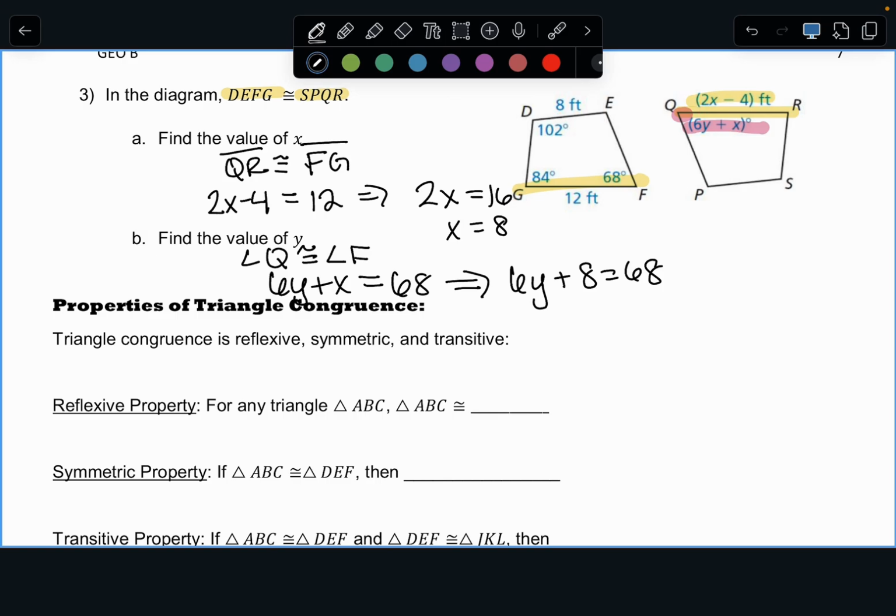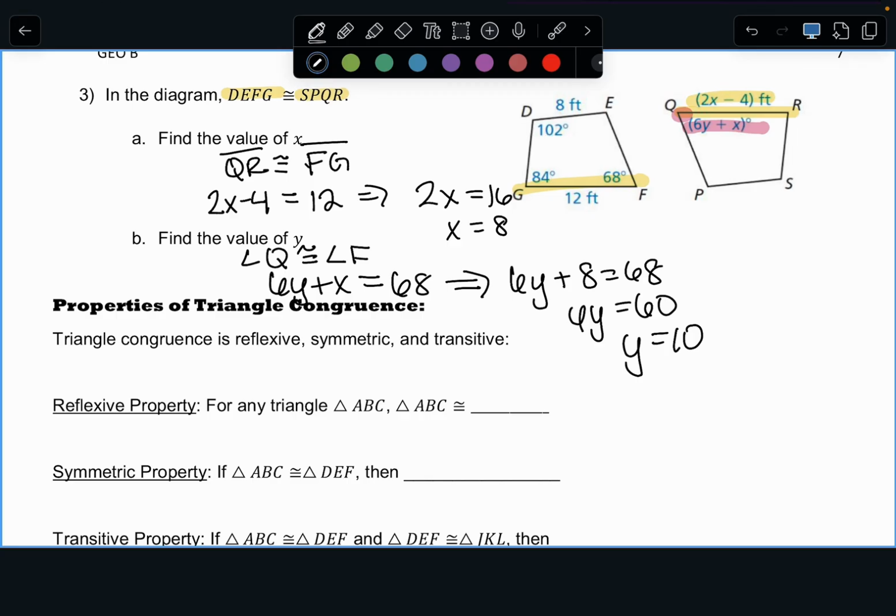Now I'm just solving for y. What should I do first? Subtract 8. 6y is equal to 60. And then divide by 6. Divide by 6, we get y is equal to 10. Good. All you're doing for this entire section is matching your letters and then matching the numbers that go with those letters.